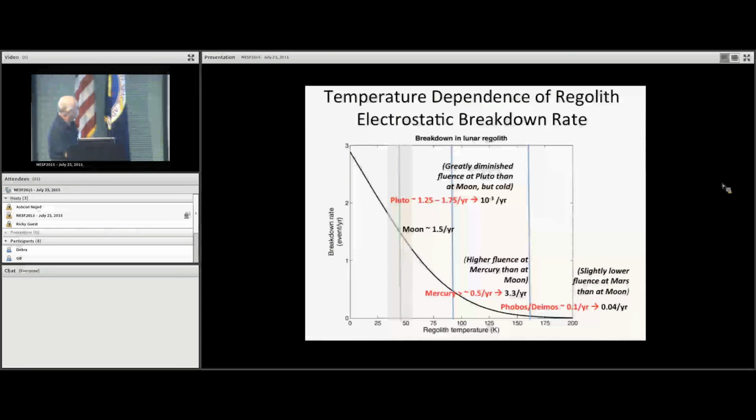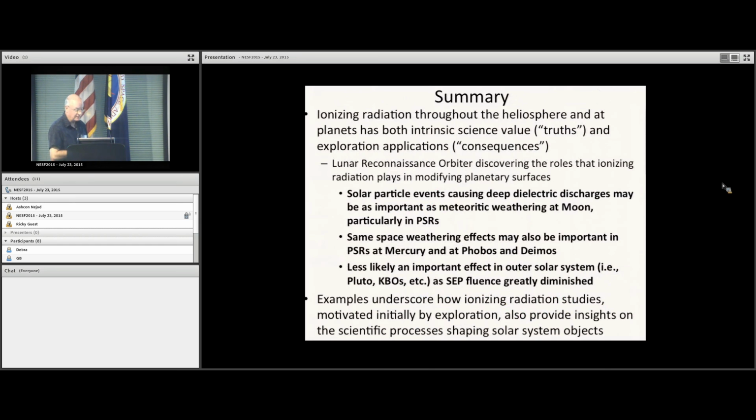And here we are, way out at Pluto, where it's very cold, and so that helps. The regolith is nice and prepared to be charged up, but because it's so far from the sun, the fluence is quite a bit lower, and so the rates may be more like 10 to the minus 3 per year, which is actually pretty comparable to the Phobos and Deimos thing here. So you can see that the trade space between temperature and distance from the sun, despite those differences, they're more alike than maybe different. Okay, let me summarize.